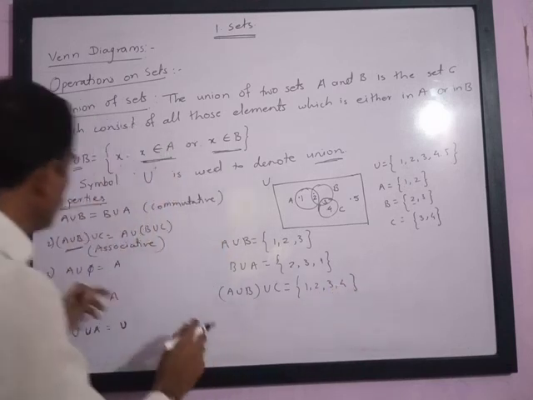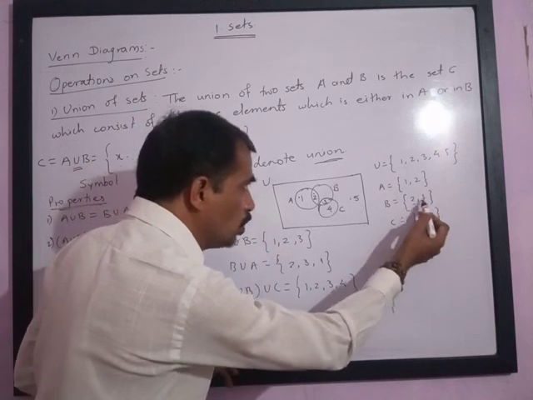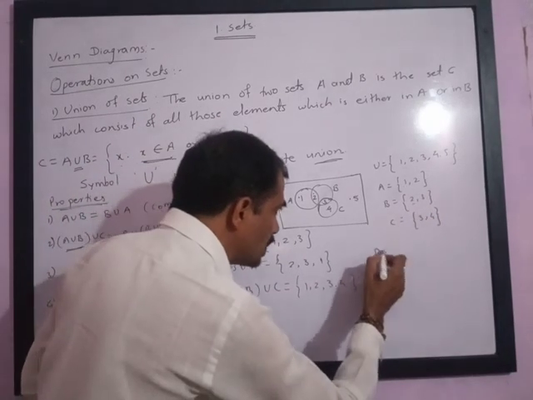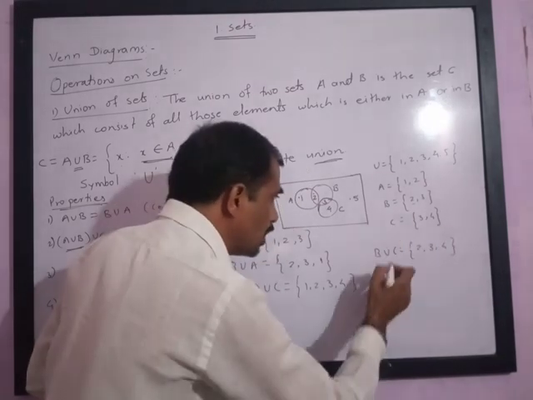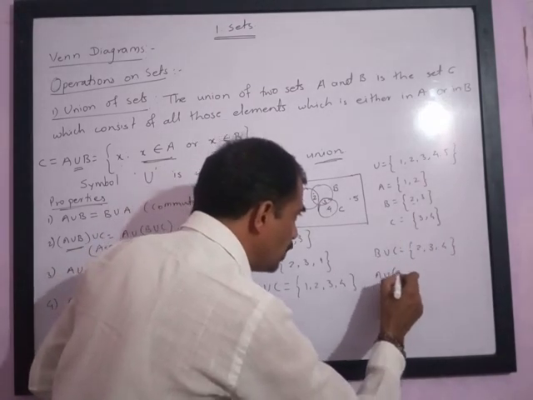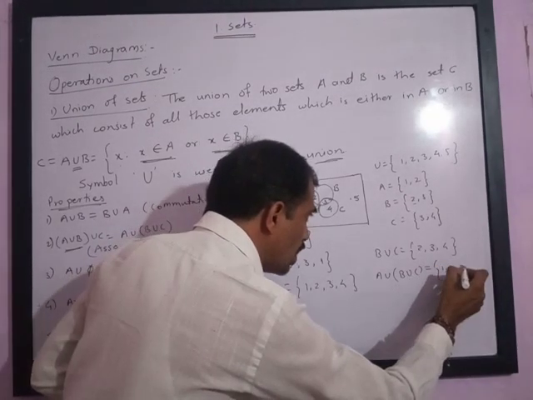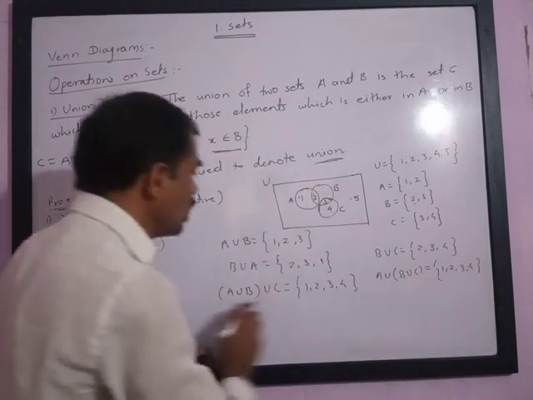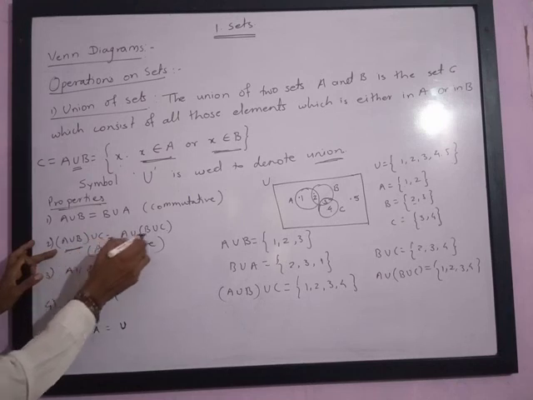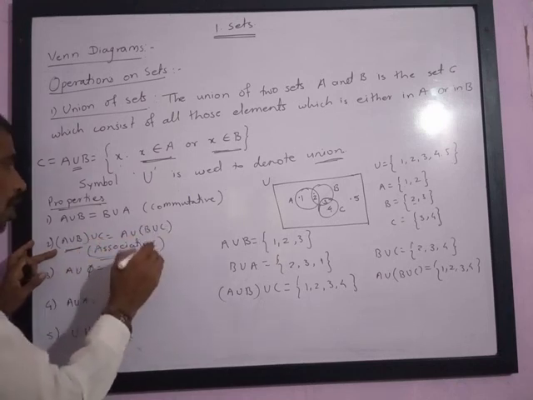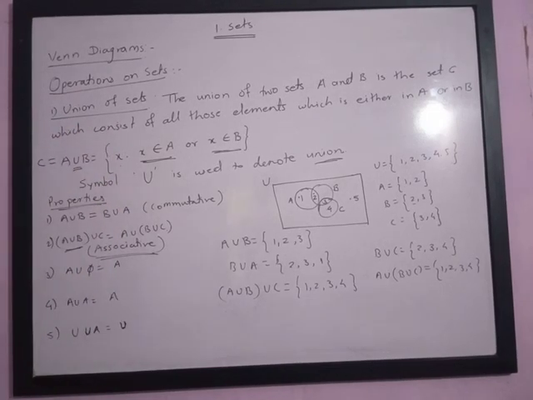Now next is B union C first. So B union C is 2, 3 and 4. So B union C is equal to the set of 2, 3 and 4 union with A. A union (B union C) is equal to, you can understand, a set of 1, 2, 3 and 4. So from this we can understand that (A union B) union C is equal to A union (B union C). That is the associative law. Associative property holds for union of the sets.